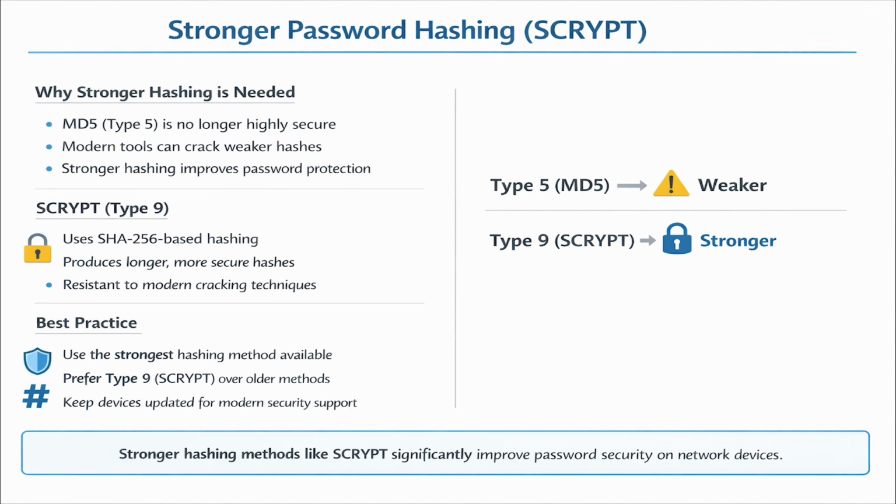To improve security, Cisco introduced stronger hashing using SCRYPT. SCRYPT passwords are stored as type 9 hashes, which use the SHA-256 algorithm and produce much longer, more secure hash values. When possible, always use the most secure password hashing method supported by the device.